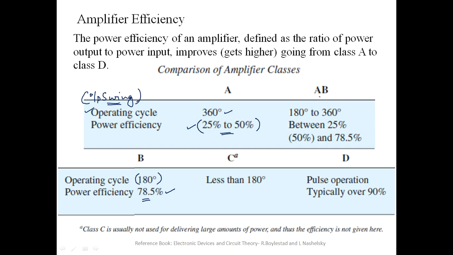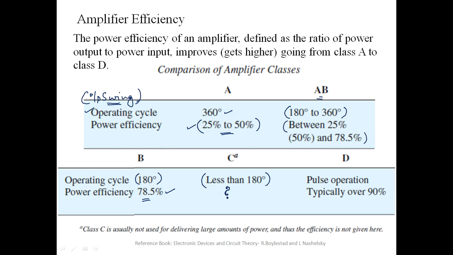What about class AB? The output swing is 180 degrees to 360 degrees and the efficiency is between 25 to 78%. Then class C, the output swing is less than 180 degrees. What about the efficiency? We are not talking about efficiency. Why?